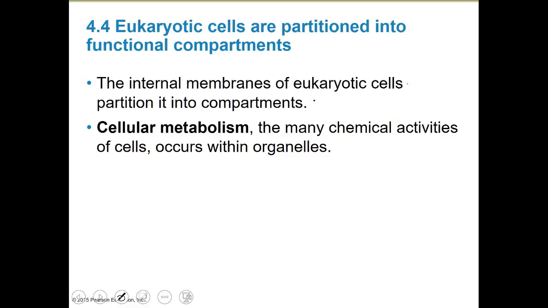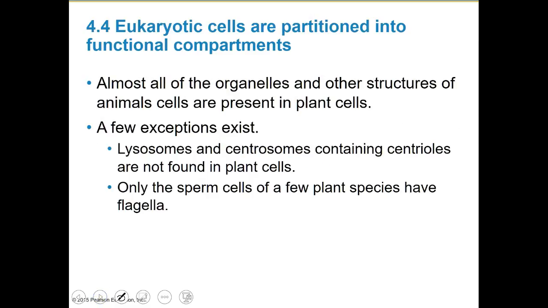The internal membranes of a eukaryotic cell partition it into compartments. So there is some compartmentalization within those cells. Cellular metabolism is just all the chemical activities of the cells, and it occurs within those organelles. Okay. Almost all of the organelles and other structures of animal cells are present in plant cells. There are a few exceptions, and so this is good to note, plant and animal cell differences.